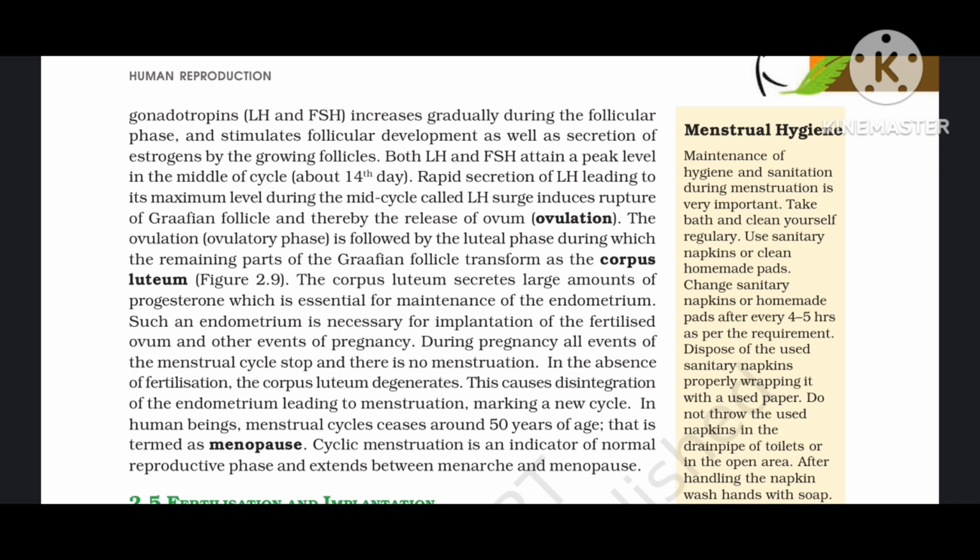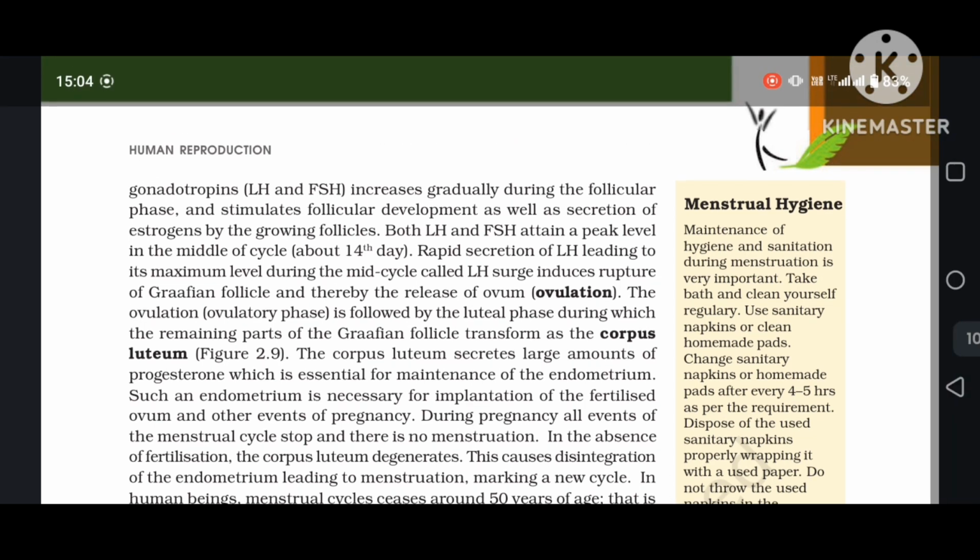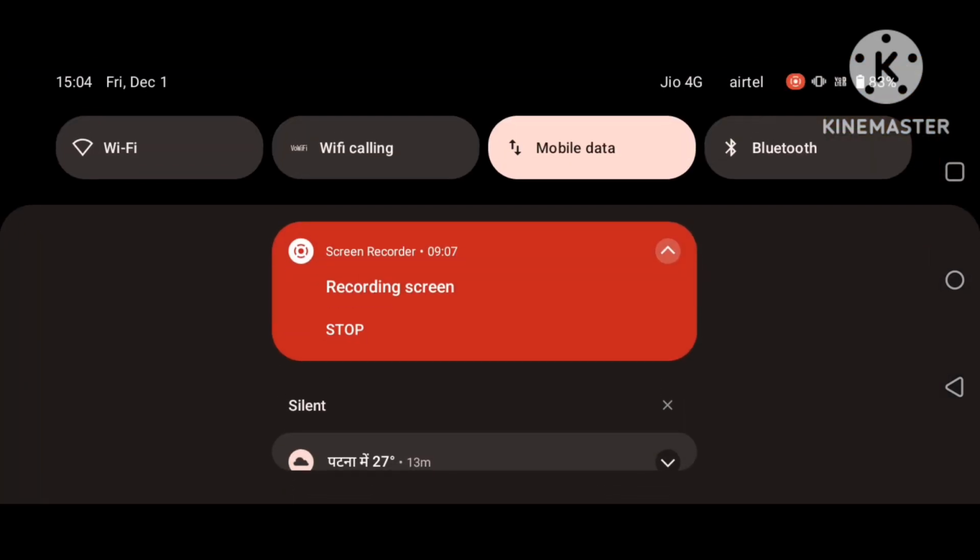During pregnancy, all events of the menstrual cycle stop and there is no menstruation. In the absence of fertilization, the corpus luteum degenerates. This causes disintegration of the endometrium leading to menstruation, marking a new cycle. In human beings, menstrual cycle ceases around 50 years of age, that is termed as menopause. Cyclic menstruation is an indication of normal reproductive phase and extends between menarche and menopause.